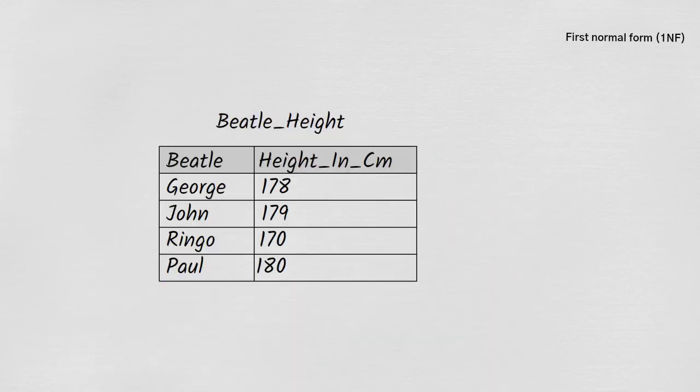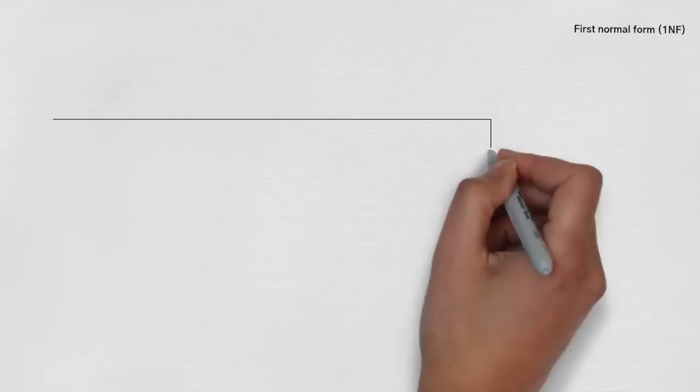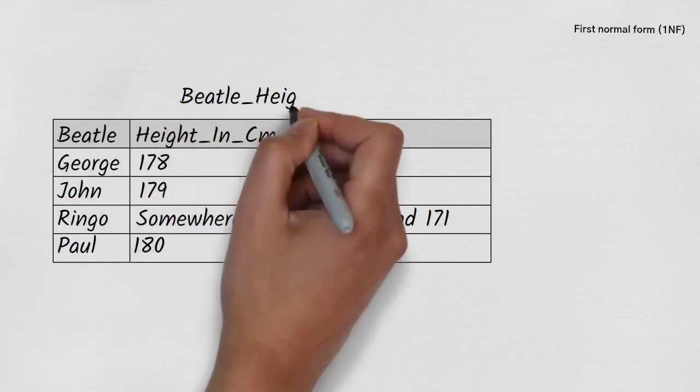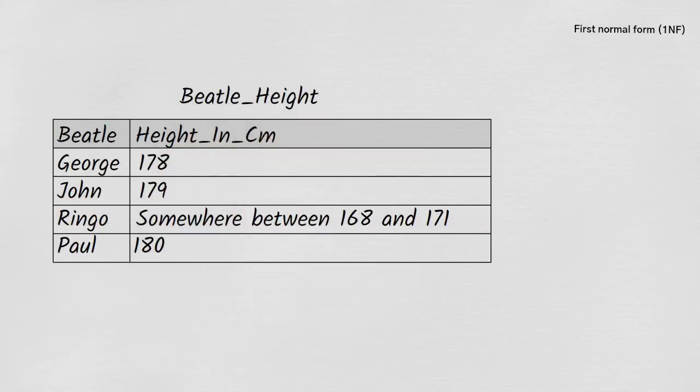So far, we've seen one way in which a design can fail to achieve first normal form, but there are others. A second way of violating first normal form involves mixing data types. Suppose our beetle height dataset looked like this. If you're accustomed to spreadsheets, you'll be aware that they typically won't stop you from having more than one data type within a single column. For example, they won't stop you from storing both numbers and strings in a column.